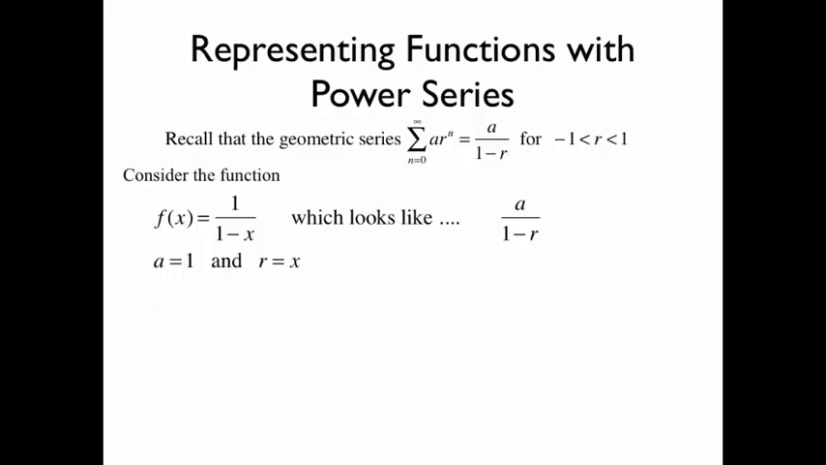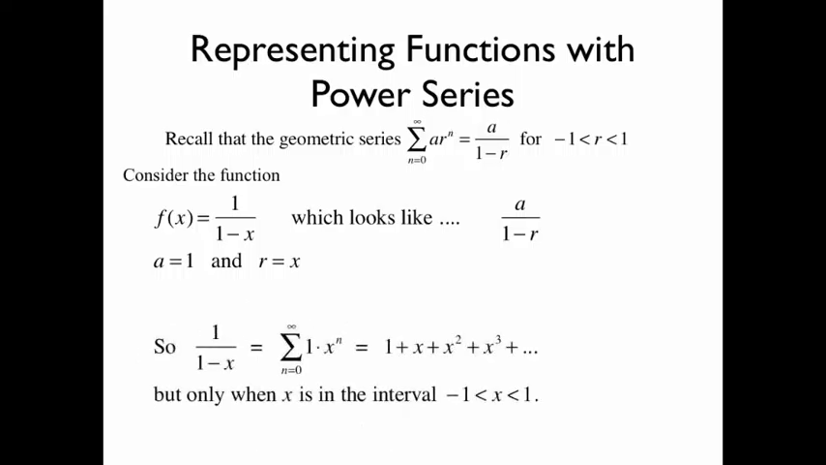Okay, so when you wrote that out, you should have gotten 1 plus x plus x squared plus x cubed, etc., plus x to the 4th plus x to the 5th. Okay, but that's only true when x is in what interval? So that's not true for all x. Well, x is our r value, and so for what values of r does the geometric series converge? -1 to 1, right? -1 to 1.